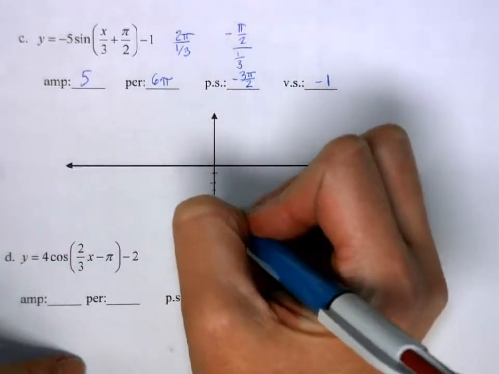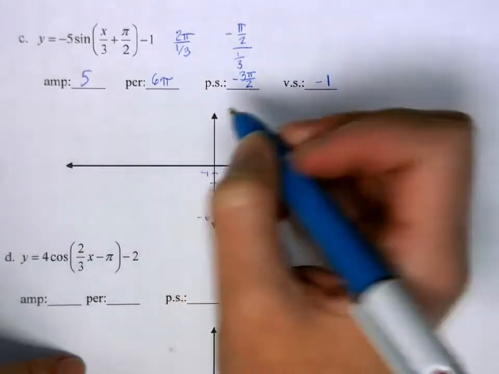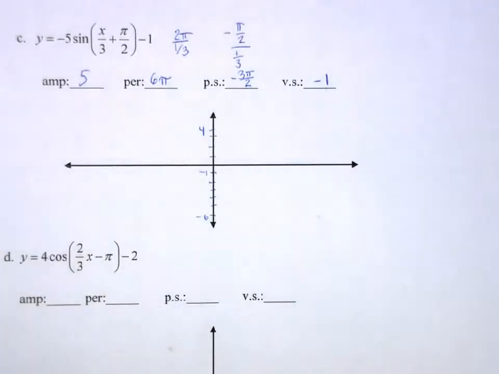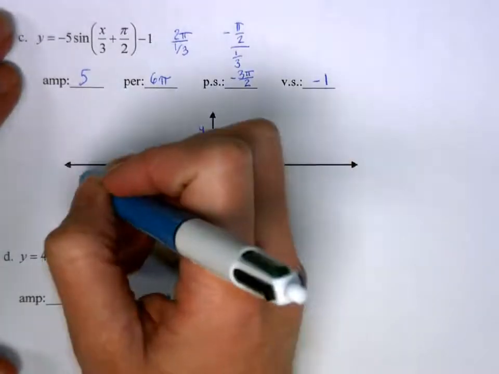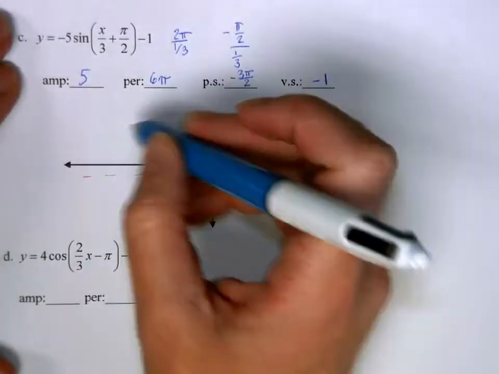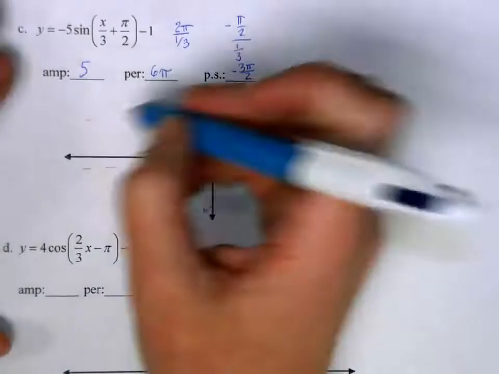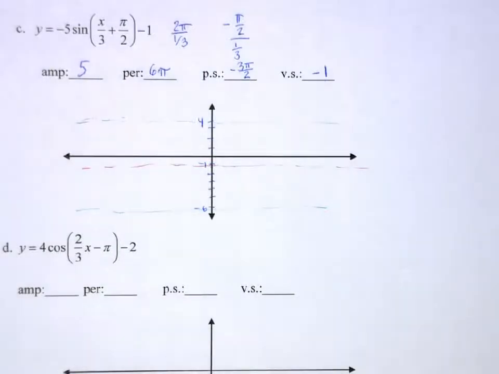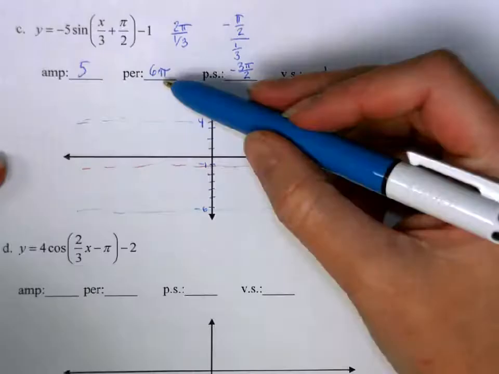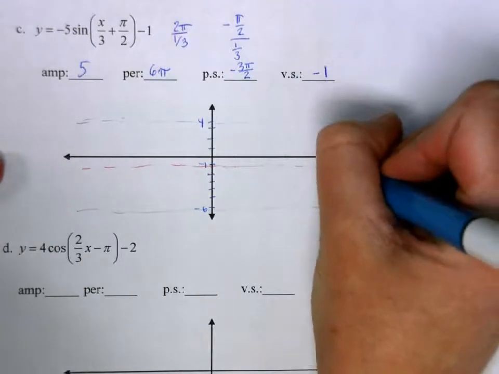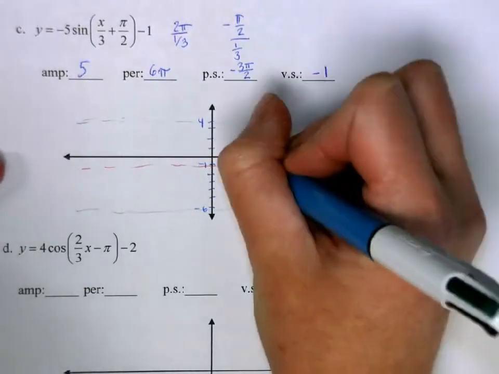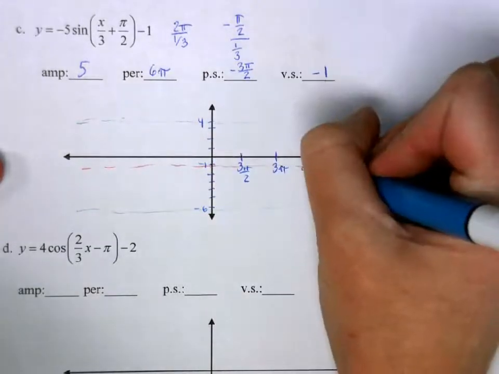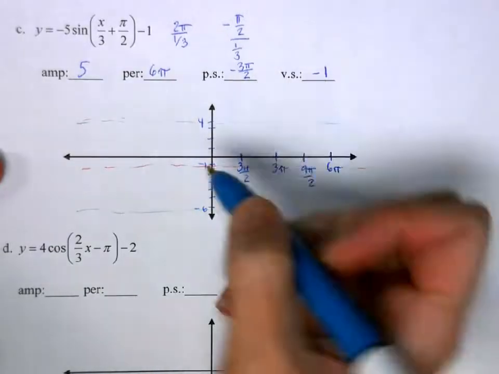So there's negative 6, there's negative 1, there's 4. So my midline is this. My maximum is at 4, and my minimum is at negative 6. Okay, for my period, this is going to be 6 pi. Cut that in half is 3 pi. 3 pi over 2, 6 pi over 2, 9 pi over 2. And then we have a phase shift of negative 3 pi over 2.